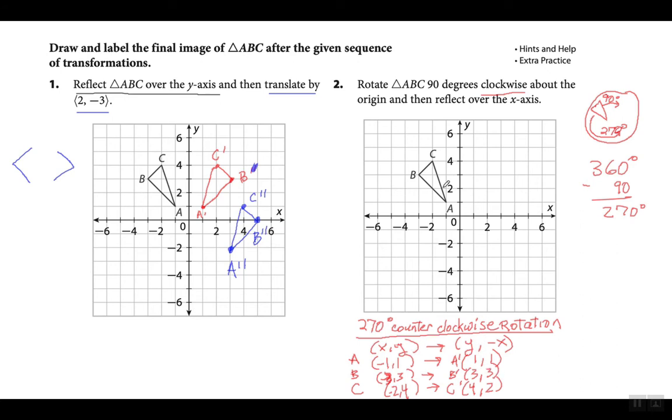Now let me graph those points. So A prime is at positive 1, positive 1. B prime is at positive 3, positive 3. And C prime is at positive 4, positive 2.